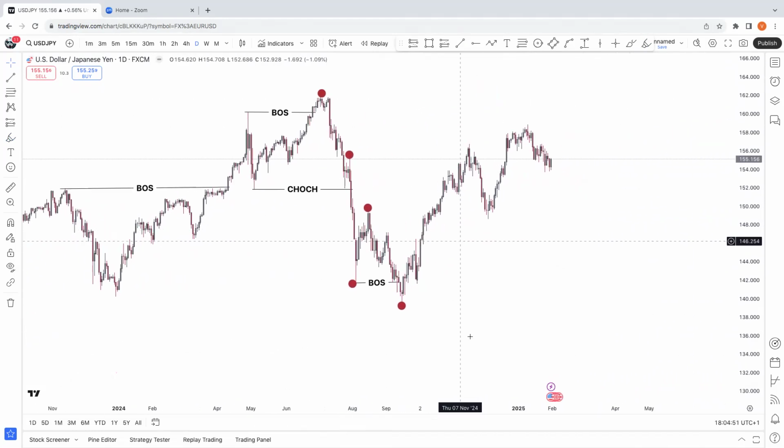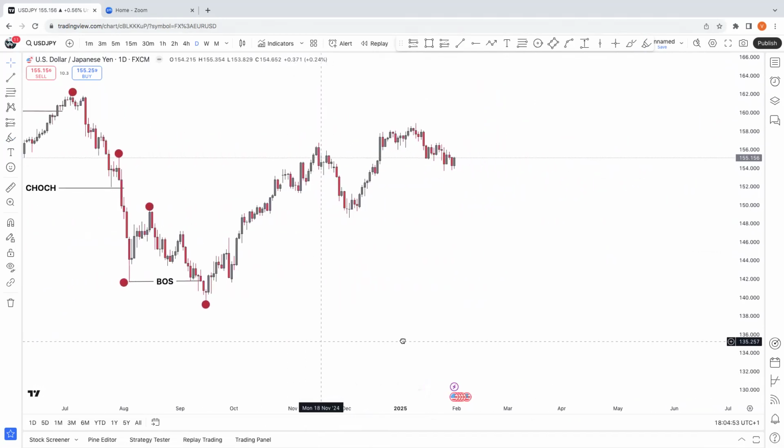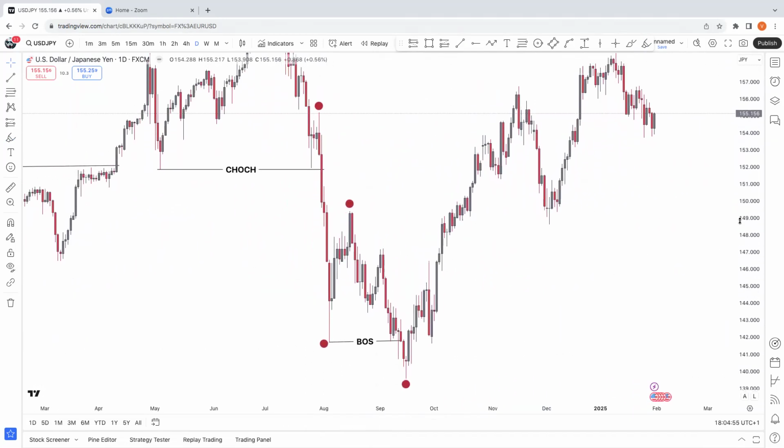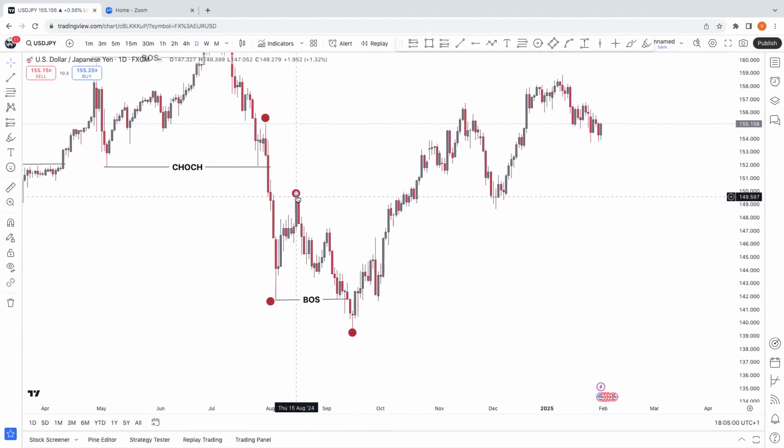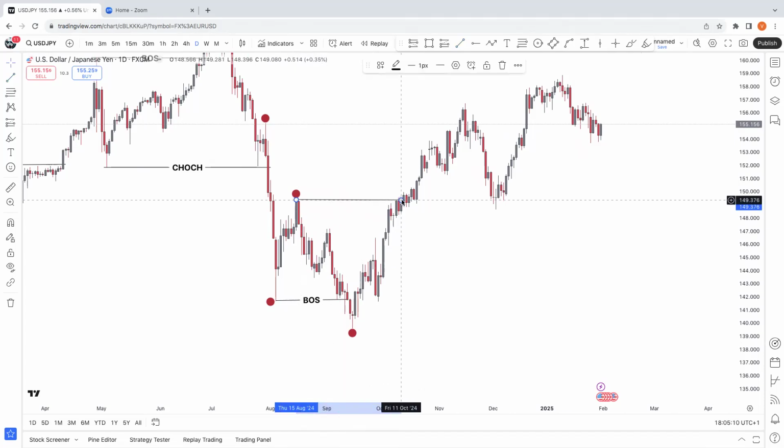But then look at what price did again. Price started to change character again here, right? Just look, this was the last lower high that created this low, right? We expected price to keep going downwards, but look at what price did instead. Price decided to take out this lower high that created the last lower low, right?